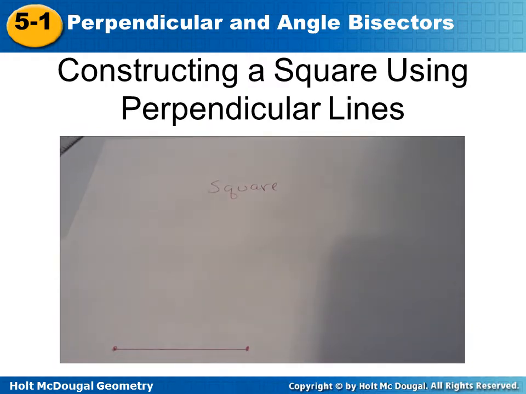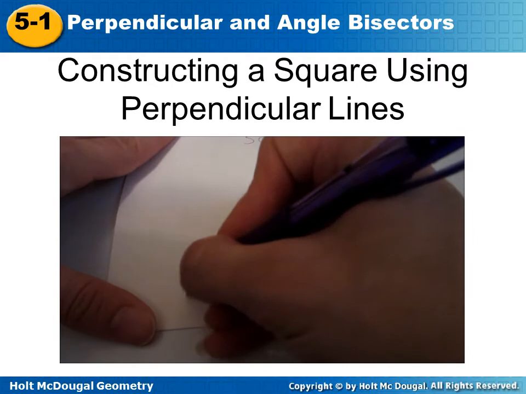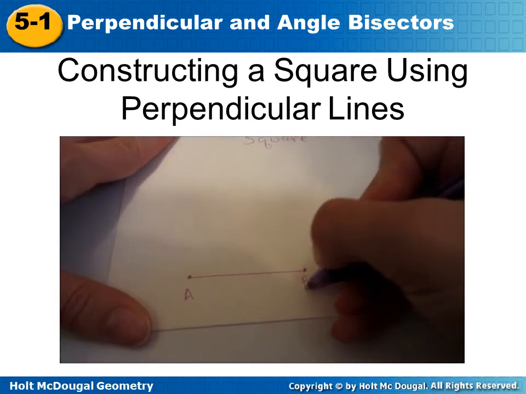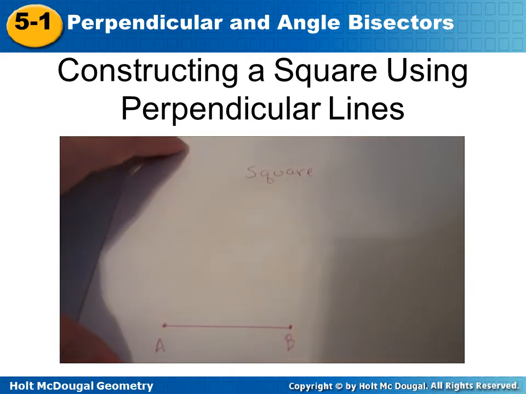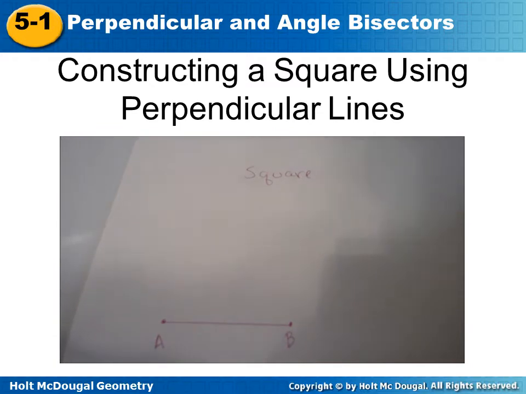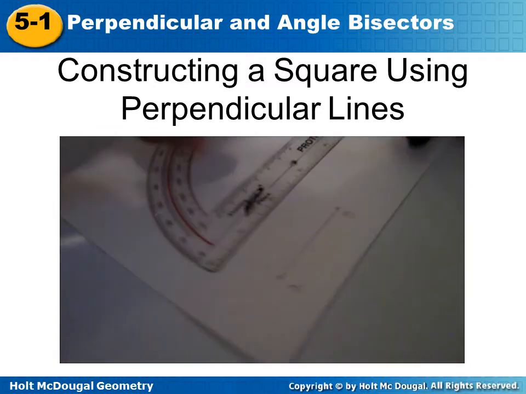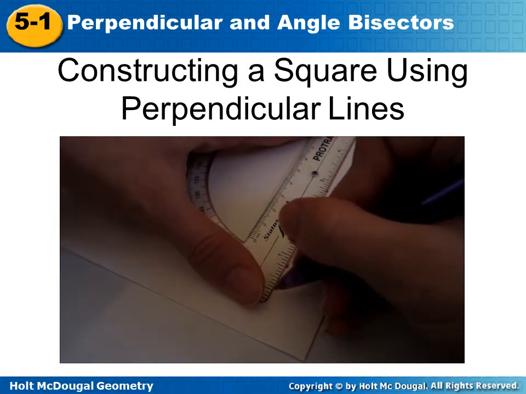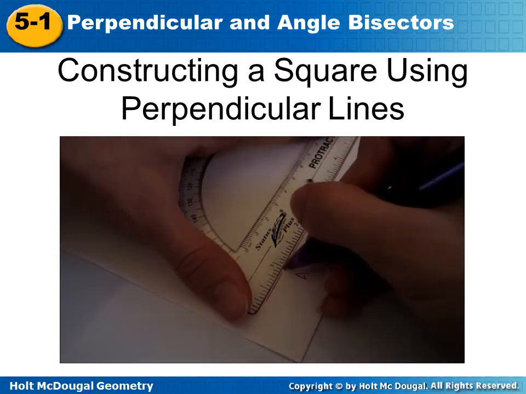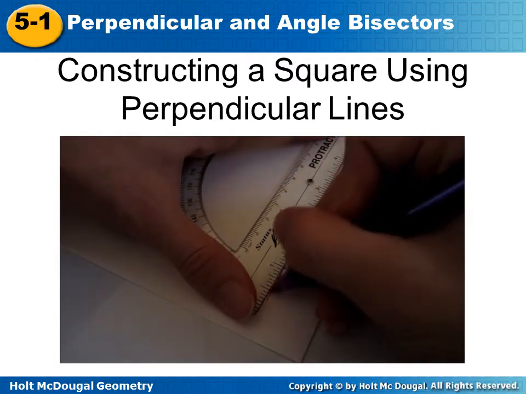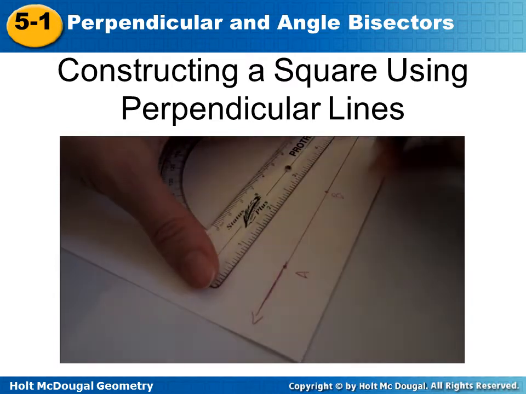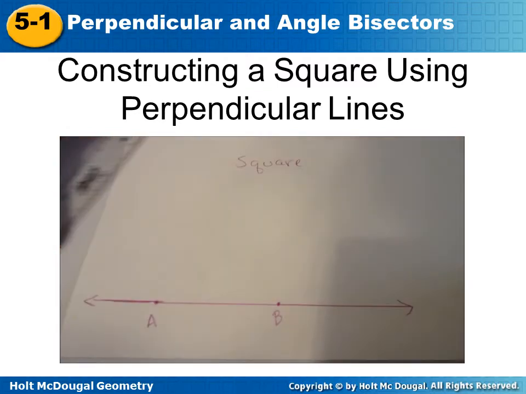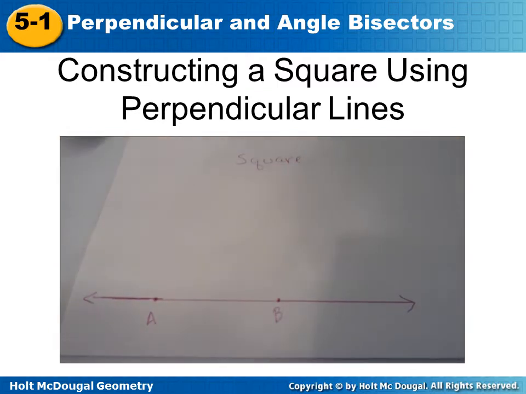Okay, now we're going to go ahead and construct a square. We start with a segment AB, which is going to be one of the sides of our square. What I'm going to do first is extend that line so that it is no longer a segment, but a whole line. So I'm going to go ahead and continue this and continue it this way as well, so that we have a nice long line that we can use.